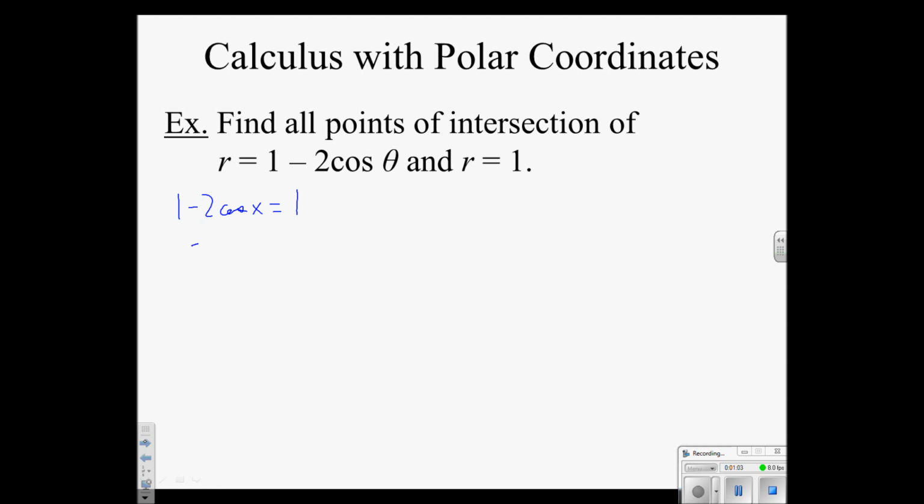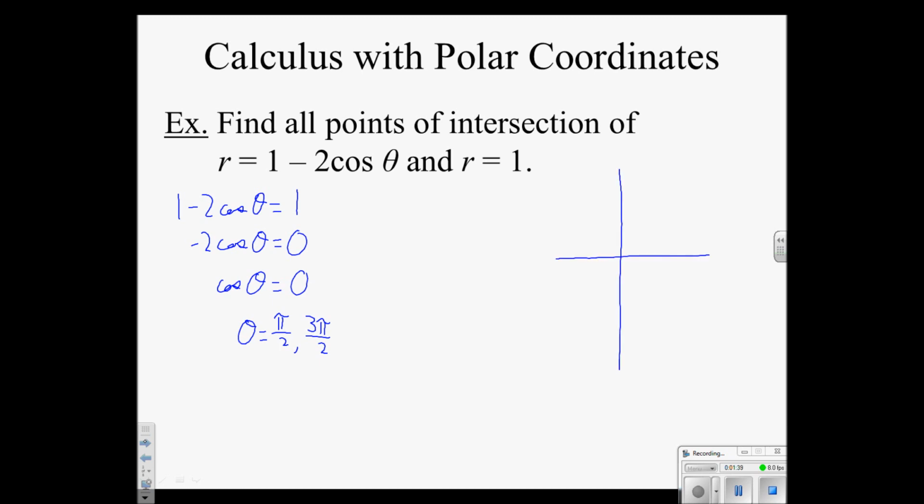Solve this, so move stuff over. Negative 2 cosine theta equals 0. Cosine theta equals 0. And so that would occur when theta is equal to pi over 2 and also 3 pi over 2. So it looks like these two graphs intersect at 2 points, pi over 2 and 3 pi over 2. Now, it actually turns out there's a third point. And to see that, let's sketch the graph of r equals 1 minus 2 cosine theta.